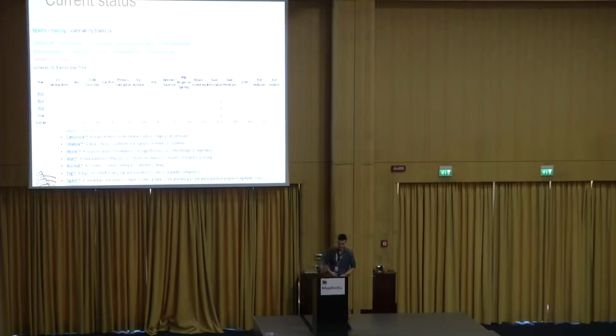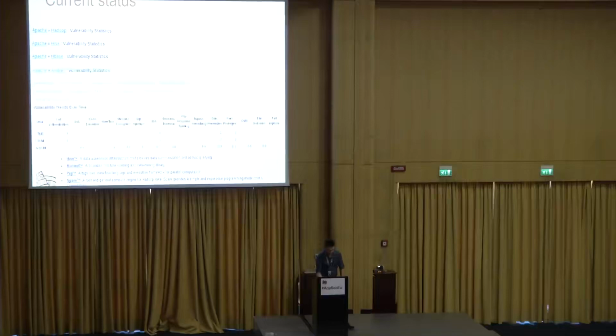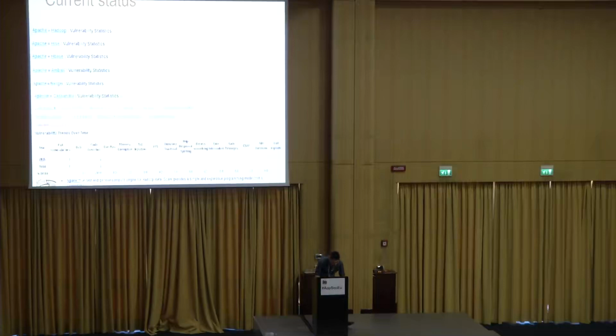So the current status is that we've got 2 vulnerabilities in the Hadoop core, around 3 in Hive, 2 in HBase, 6 in Ambari, 5 in Ranger, and 1 in Cassandra, which is also connected to Hadoop. Yeah, and that's actually all.